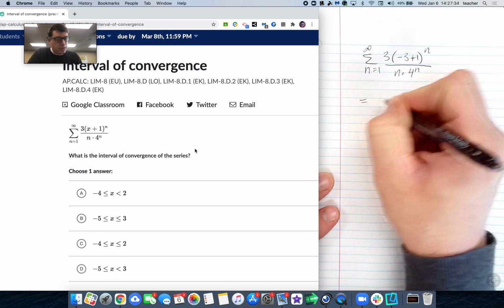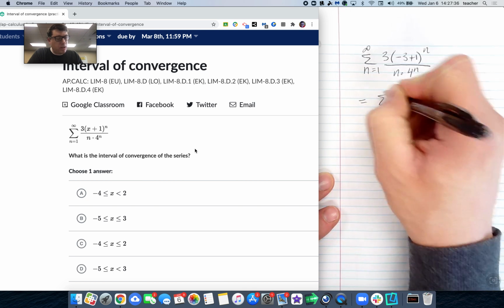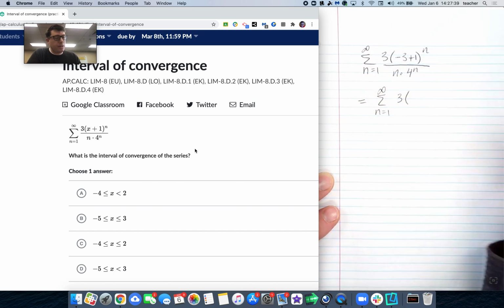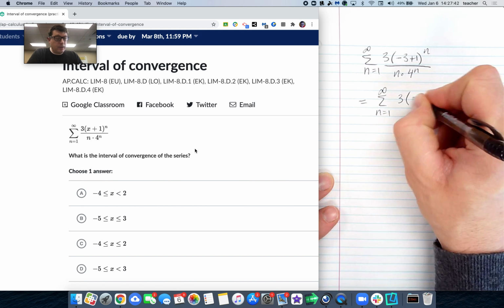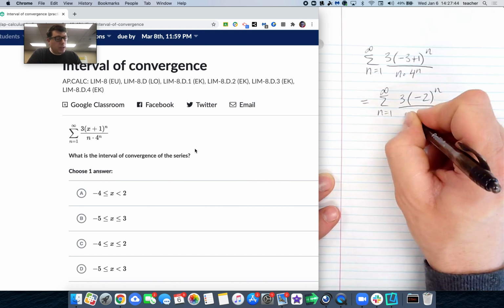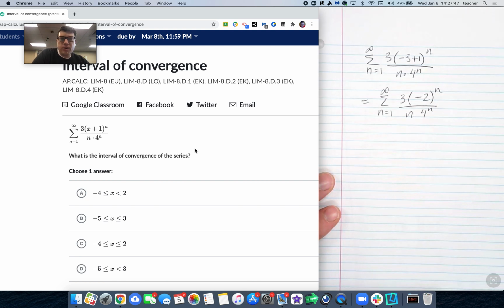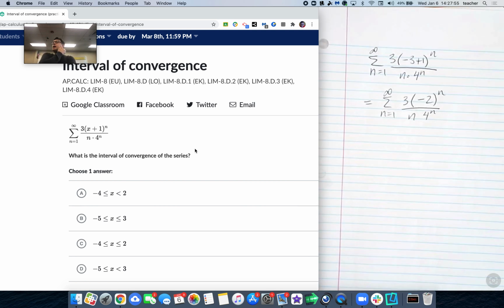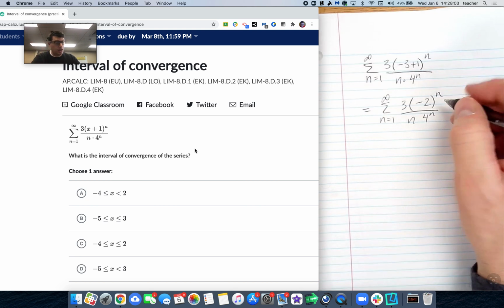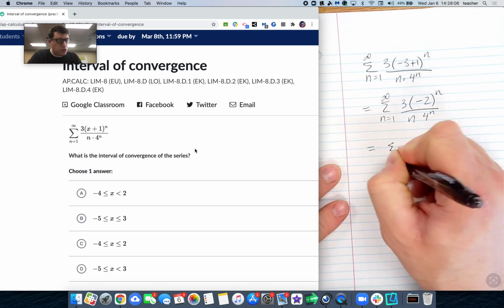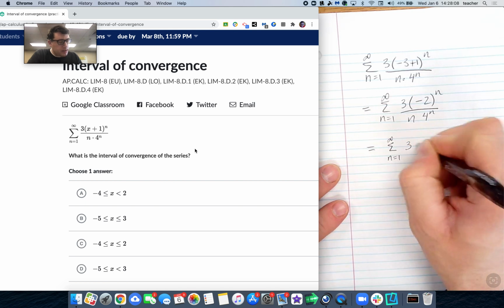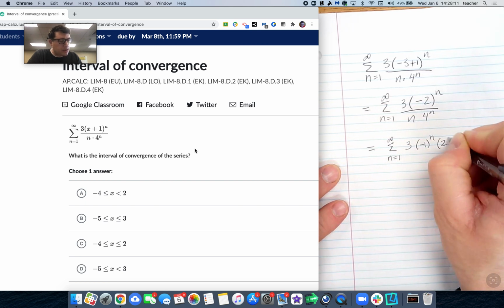Simplifying, might as well reduce what's on the inside. So still the summation from n equals 1 to infinity of 3 times negative 2 to the n over n times 4 to the n. I bet I could rewrite 4 to the n nicely. And I bet you I couldn't. Okay, so no, I think I can. I think I can write that as 2 to the 2n. Yeah, tricky. Here we go. Let's see if my algebra skills are as strong as I feel like they are. 3 times negative 1 to the n times 2 to the n.